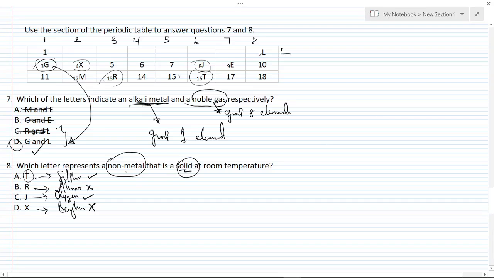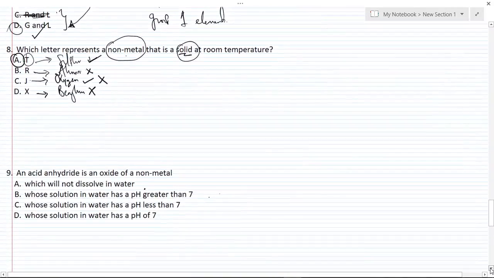The other criteria is it must be solid. So we've really not heard of solid oxygen. So oxygen has always been gaseous. So it means oxygen is out of the race. So the correct option will be option A, sulfur. That's letter T. Moving on, we have question 9.